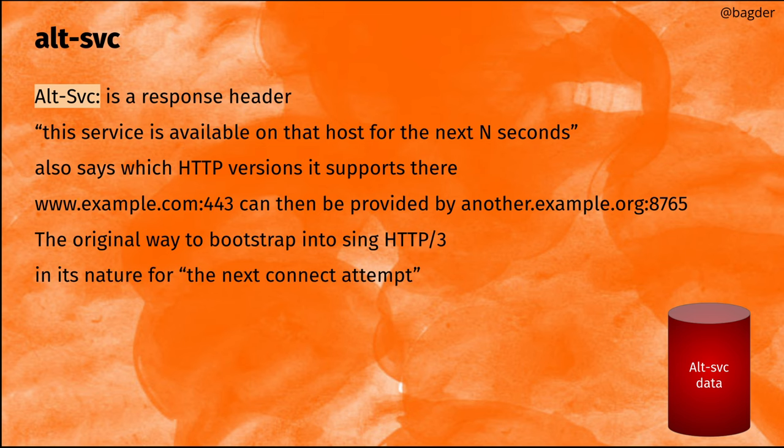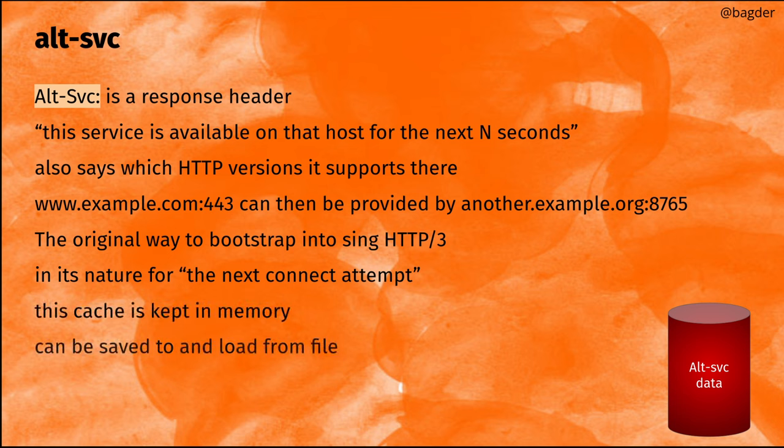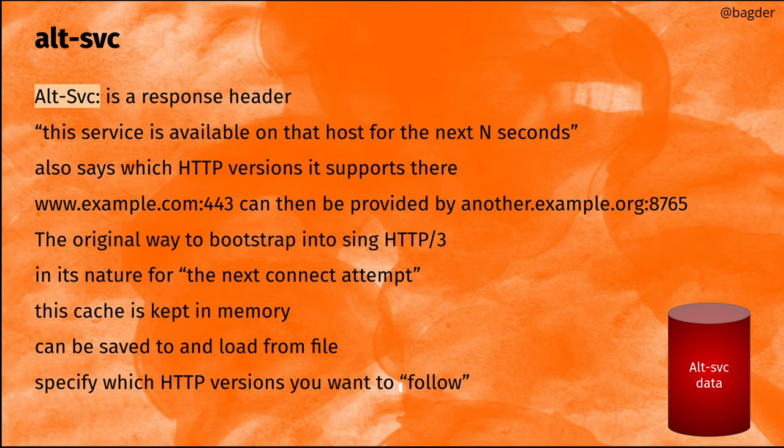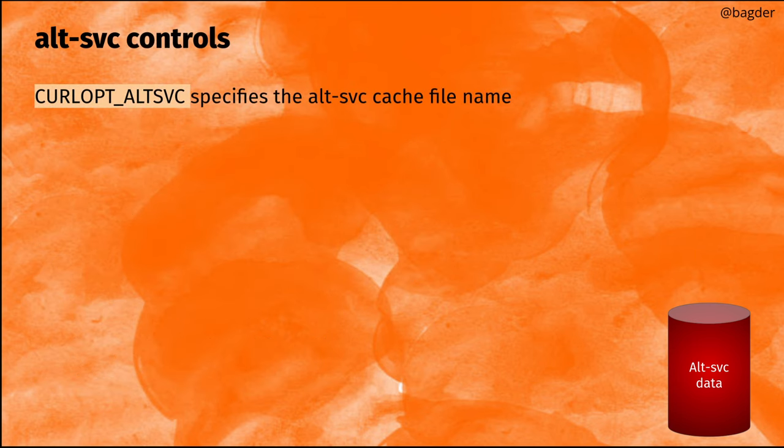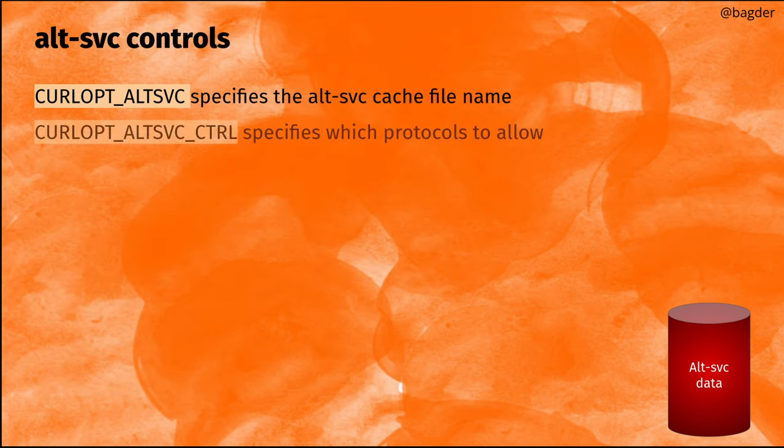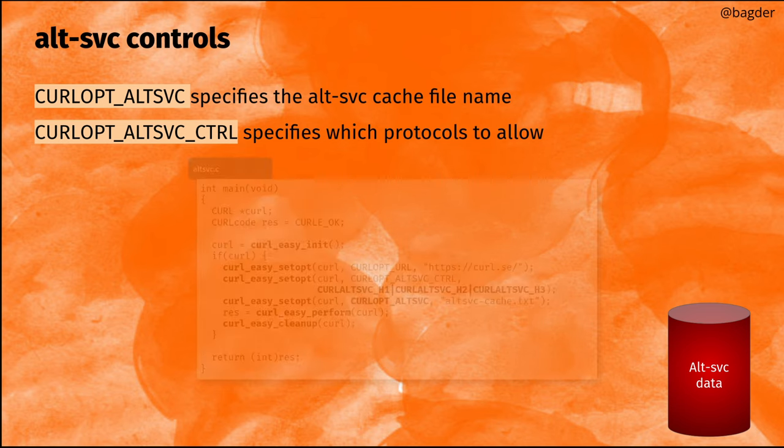The unfortunate thing is that this works best for the next attempt, because you've already done an attempt, right? You already got a response, so it's too late for this particular request. But curl saves this in memory, and it can be saved to file, and you specify this with an option. Basically, you do it like this. You set the curl opt alt service, specify a file name to use as a cache, and you specify which HTTP versions to support when following it.